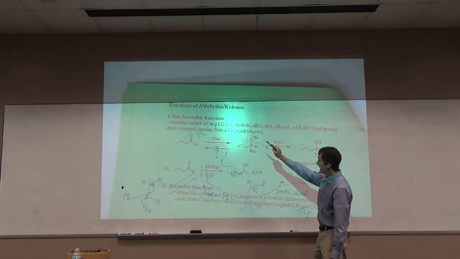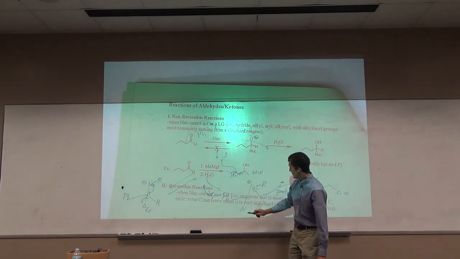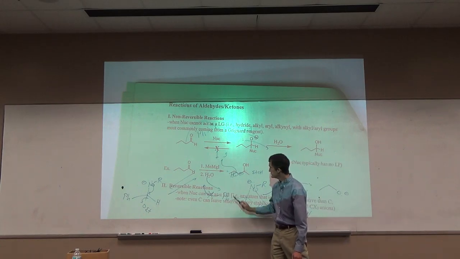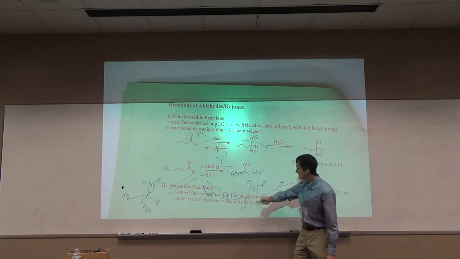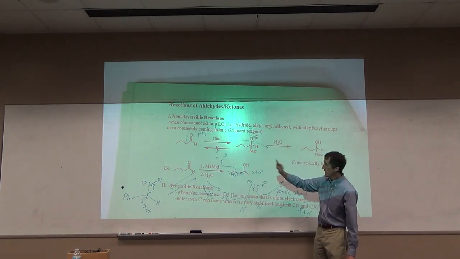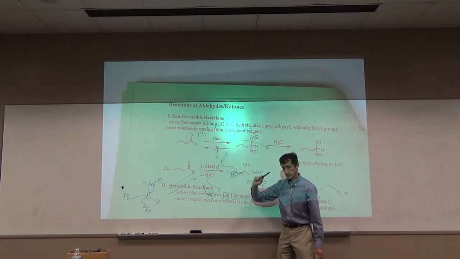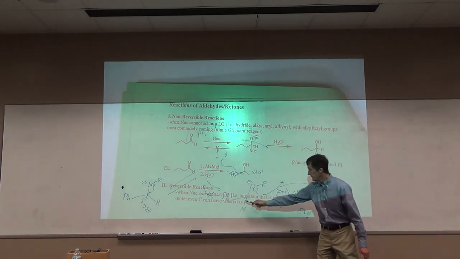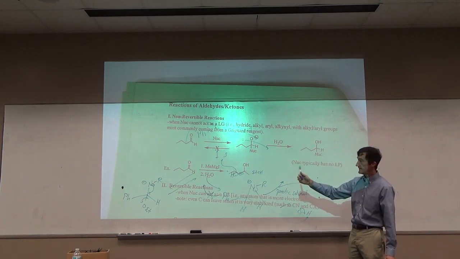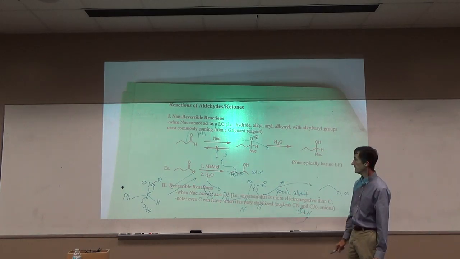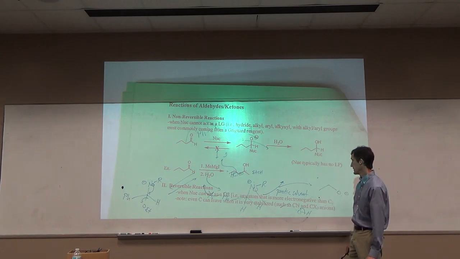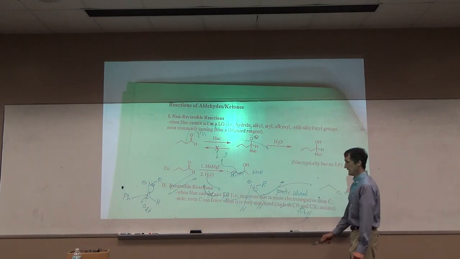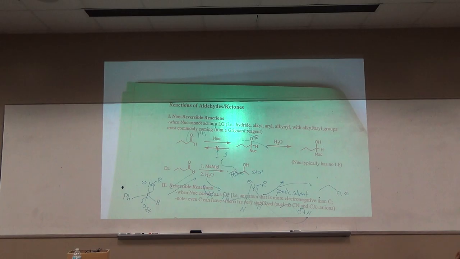Example of a non-reversible reaction: hydride. When hydride adds to something, we lose the hydride here. If hydride adds to a carbonyl, it is non-reversible. And a carbonyl in this case is analogous to the amine. Okay, this also applies to amines. Reversible reactions occur when the nucleophile can act as a leaving group. Well, the O-ethyl can act as a leaving group.